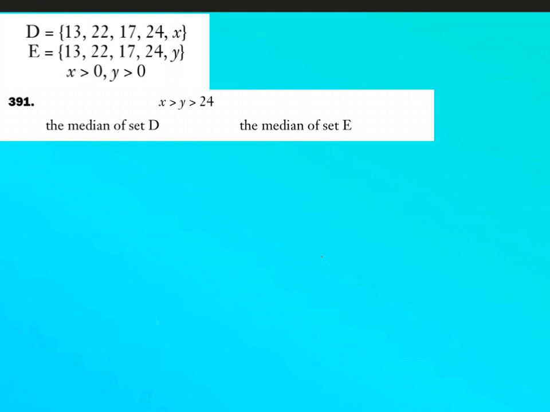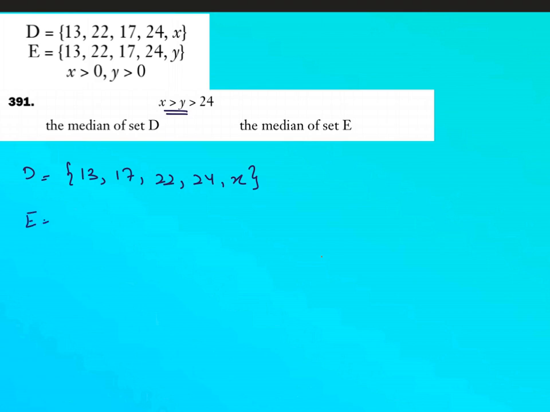Now these are some questions where you have to be extra careful, because when they ask you for the median, you have to find the middle value, but after arranging the set, after sorting the set. So if I sort set D, I know that x and y both are more than 24. So the least value I see is 13, then I see 17, 22, 24, and x would be at the end because it's greater than 24.